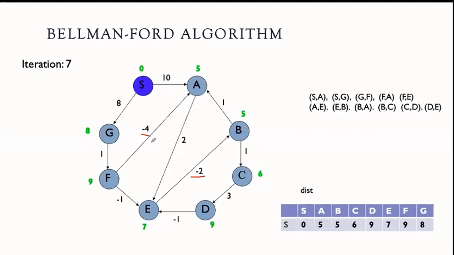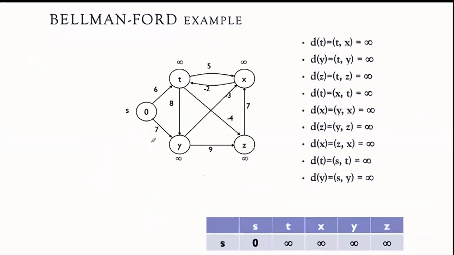Quickly, we shall see one more example. So this is the given graph. 5 vertices are there, so it has to undergo 4 iterations. Before that, you initialize the distance of all the vertices to infinite: distance of t, distance of x, distance of y, and distance of z. All these vertices' distances are initialized to infinite, and the source is s, so the distance of the source is equal to 0.